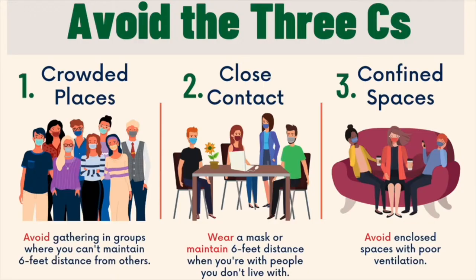However, at that time, our lives were also strictly controlled to avoid the 3 Cs to prevent COVID-19 infection. At crowded places, avoid gathering in groups where you can't maintain 6 feet distance from others. At close contact, wear a mask or maintain 6 feet distance when you are with people you don't live with. At confined spaces, avoid enclosed spaces with poor ventilation.